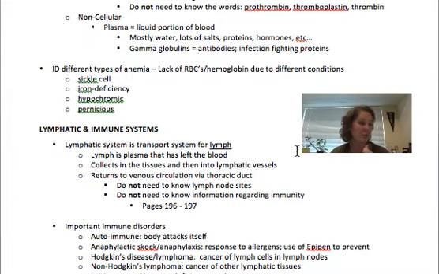Lymph is the name for plasma that has left the blood, and it will collect in the tissues and then be picked up by the lymphatic vessels and travel back to your circulation, as I said. You do not have to know the different lymph node sites, and you also don't have to know the information regarding immunity on pages 196 and 197. That's why you should take general immunology with Dr. Werner, because that's good stuff to know, and it's a really interesting topic. So keep that in the back of your head as you go.